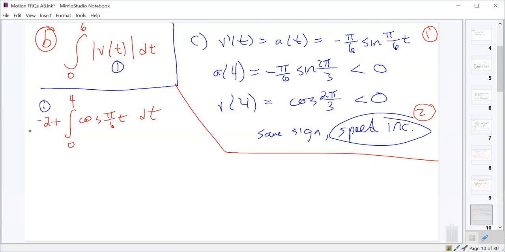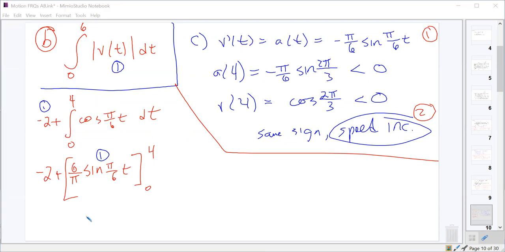One point for remembering the initial condition already. No points for the correct integral, but 1 point if you correctly anti-differentiated that. So integral of cosine is sine, but since it's got this pi over 6, it's a u sub, so you should be able to do that u sub. I'm not going to go through that process right now. 6 over pi sine pi over 6 t from 0 to 4. 1 point if you correctly anti-differentiated it. And then 1 more point if you correctly solved all the way down.